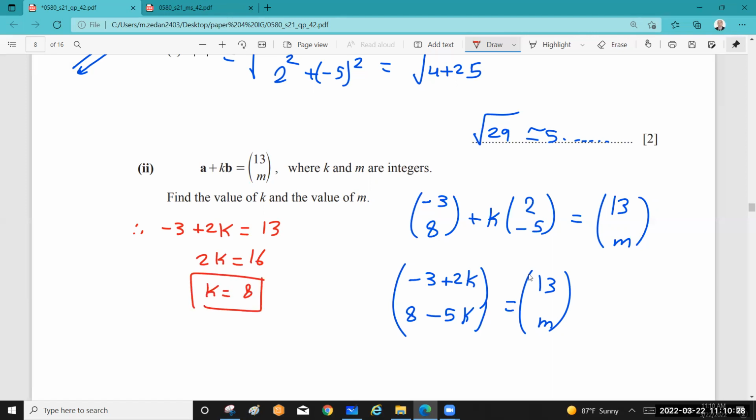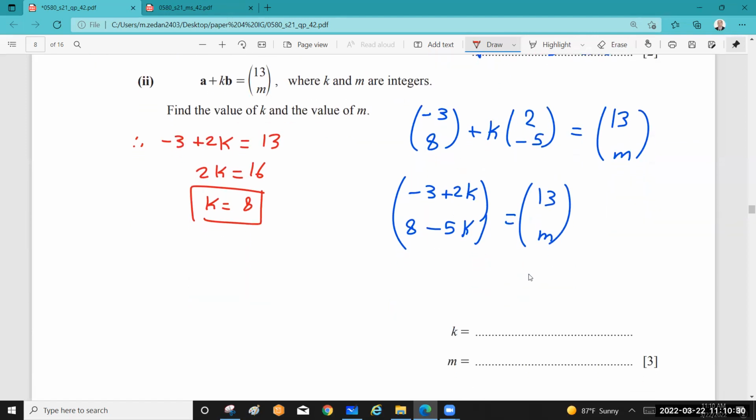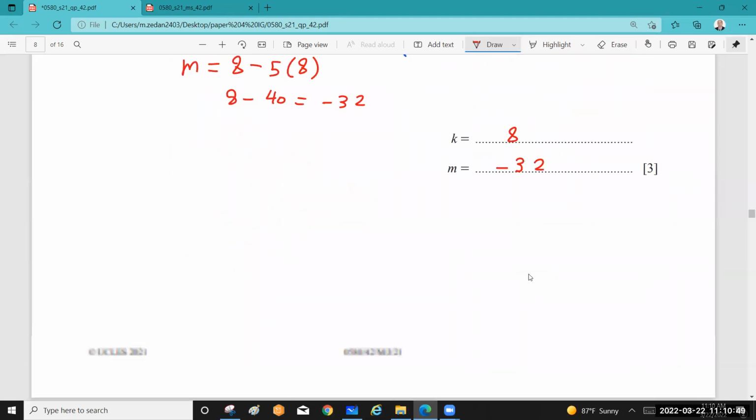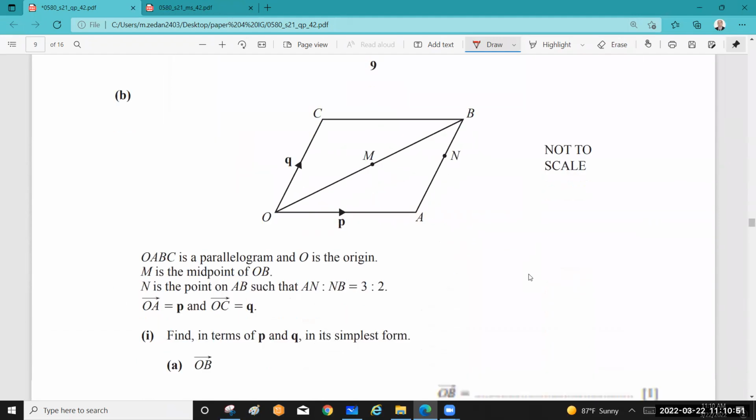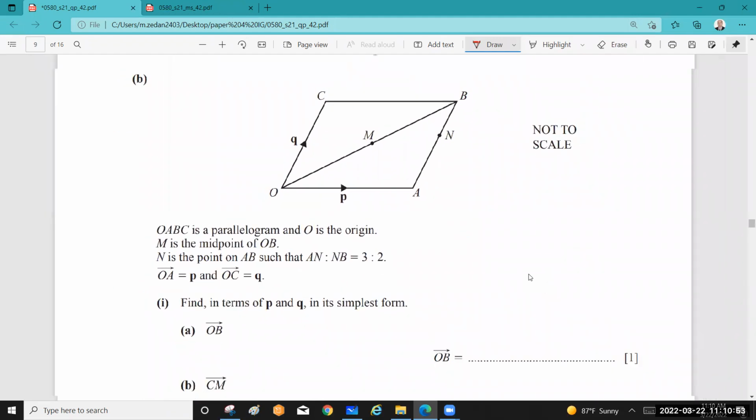And go to the other value here. M must be, sorry, 8 minus 5 times K. So 8 minus 40, which is -32. That's it. So M is -32 and K is equal to 8. Yeah, this is the last part of this question about vectors.